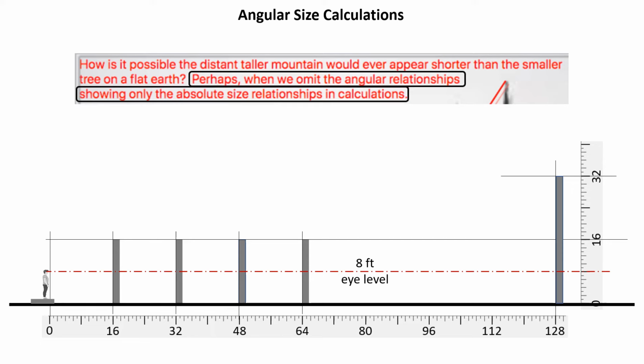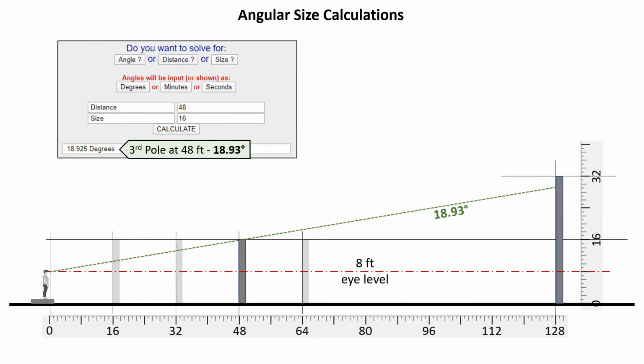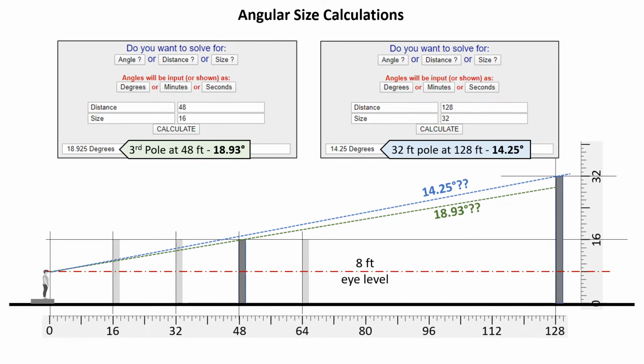So, will this also work with angular size calculations? I'm going to start with the third pole, and an online calculator gives me an angle of 18.93 degrees. But we have a problem, because these calculations are showing that the fourth pole should appear lower, not higher than the third pole. So what is going on?